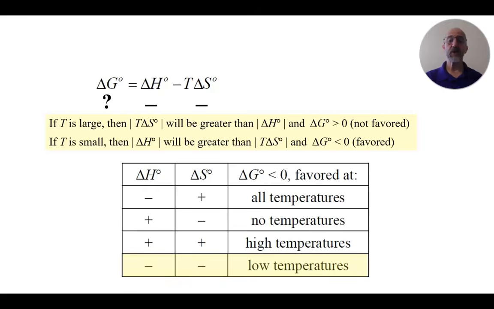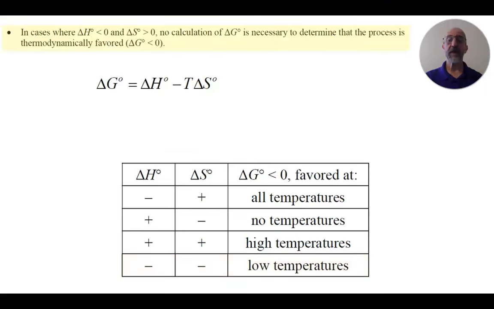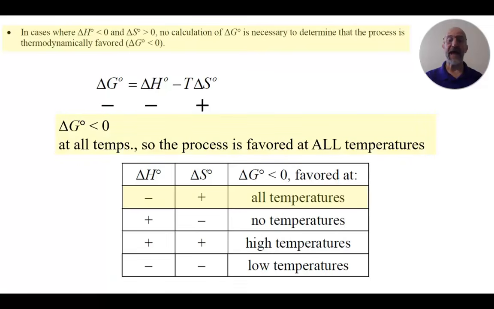Now, there are two more brief essential knowledge statements for topic 9.3, and they are the following. In cases where the delta H is negative and the delta S is positive, no calculation of delta G is necessary to determine that the process is thermodynamically favored, as in delta G is negative. That would happen at all temperatures.